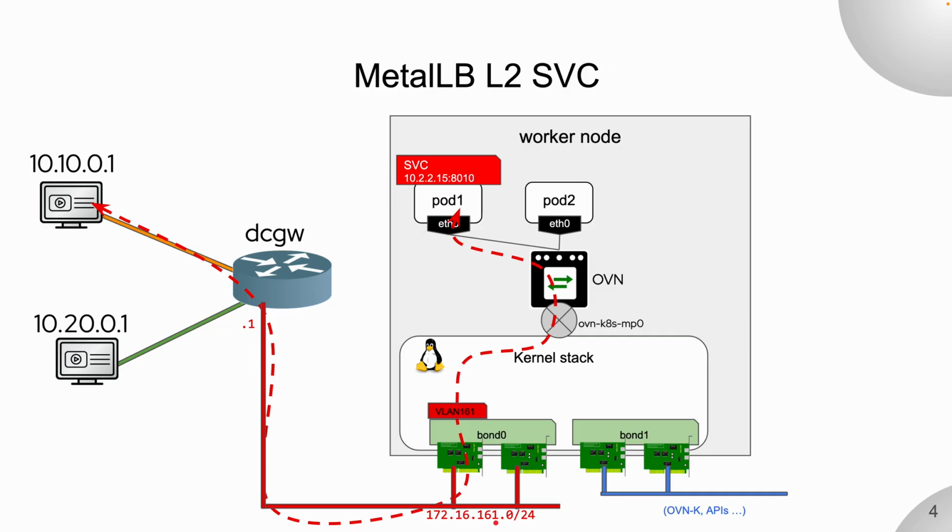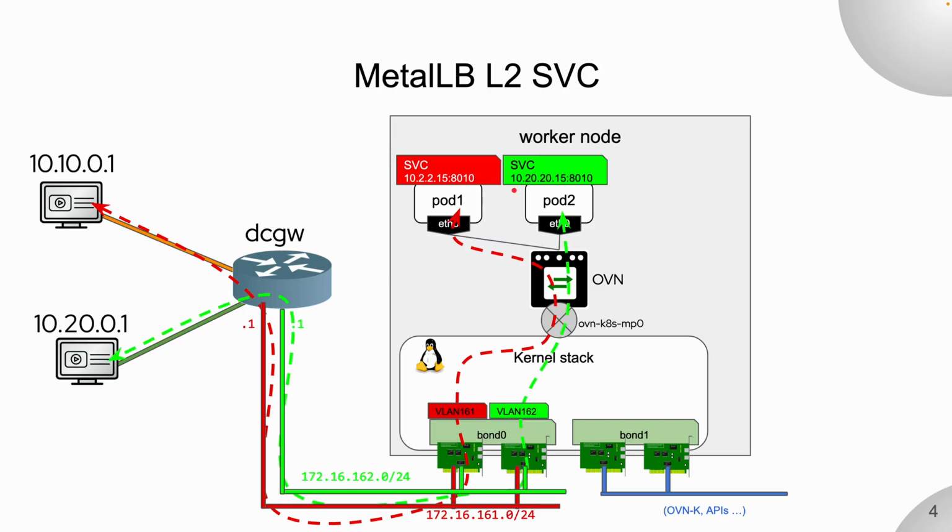Usually you can pick the same CIDR as the VLAN, so it's more convenient for the configuration of your DC gateway, but as long as you put the proper route, it's going to work. And we are putting a second service, the second service going to the second VLAN. On those two networks, the green one and the red one, the dot one is the DC gateway.